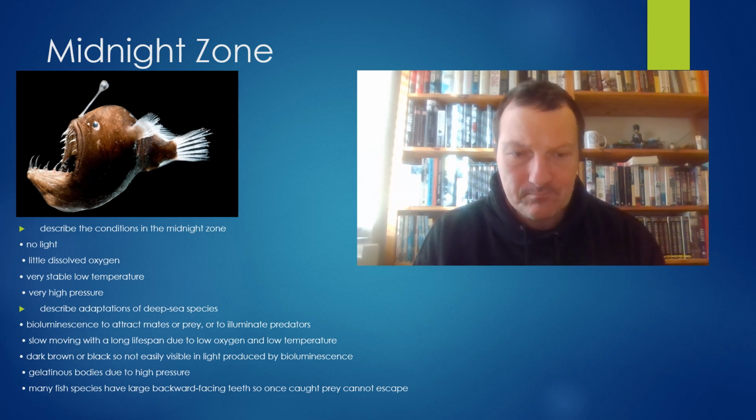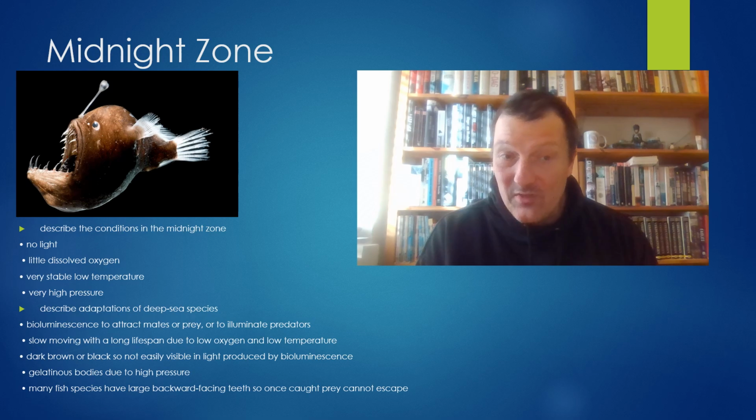You'll often see animals that are dark brown or black, so not visible due to the light being produced by bioluminescence. And you'll have bodies adapted to high pressure, being soft so they can bend under pressure instead of breaking. Fish like the anglerfish have large backward facing teeth, so if you're lucky enough to catch something, you will hold on to it, you won't lose it.